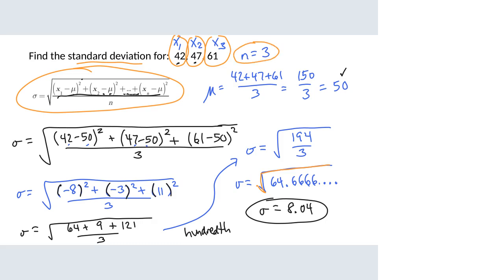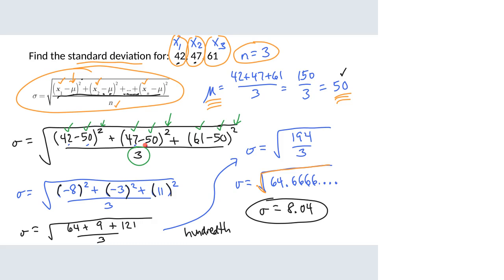And the other thing that I need to plug in here, besides data points and the number of data points, is the mean. So I'm going to take a second and calculate the mean, and I found out that the mean was 50. Now I'm going to start plugging things in over here, and I get x sub 1 minus the mean squared plus x sub 2 minus the mean squared plus x sub 3 minus the mean squared, all divided by the number of data points.